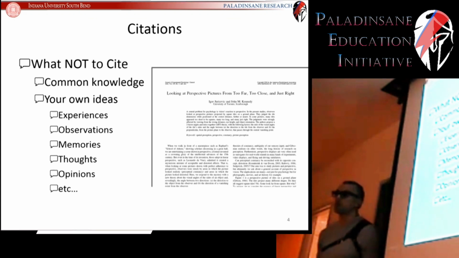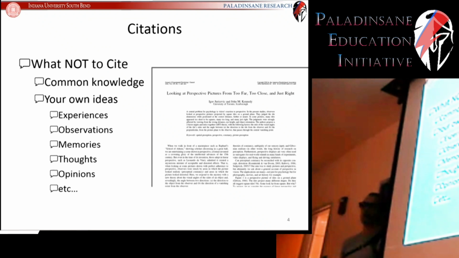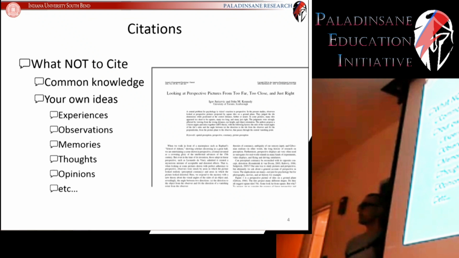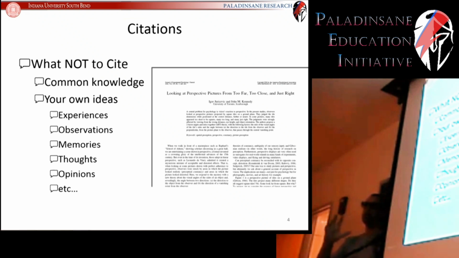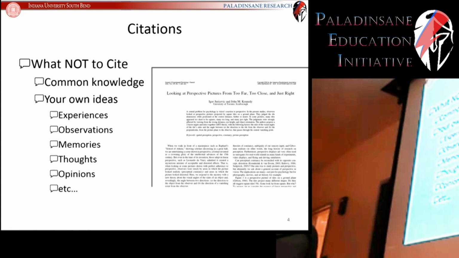So for example, your hypotheses, you don't need to cite those. Your implications in the discussion section, when you say, based on our results, this is what should be happening in the education system, you don't need a citation for that either. Those are your own thoughts. So that's what you don't need to cite.